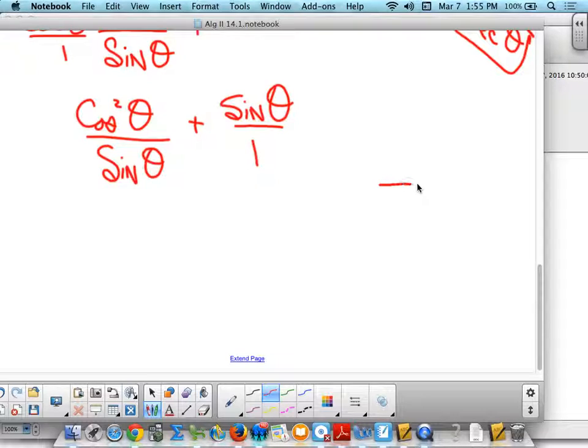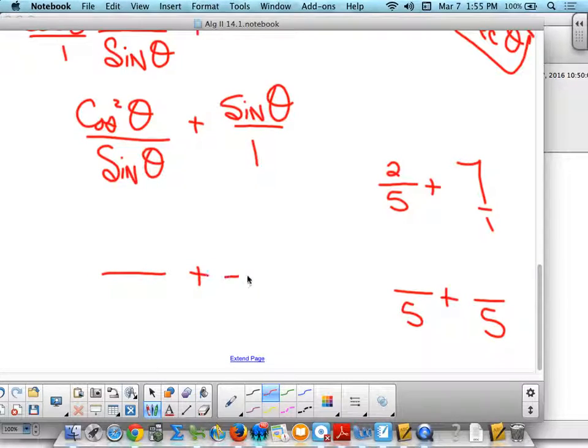Now, what if I would have given you something like 2/5 plus 7 over 1? What's the common denominator in this one? What do 1 and 5 both go into? 5. So guys, when you have a 1 down here, 1 goes into 5. Well, same thing here. 1 goes into sine theta. So what's your common denominator? Sine. So put sine of theta, put sine of theta.